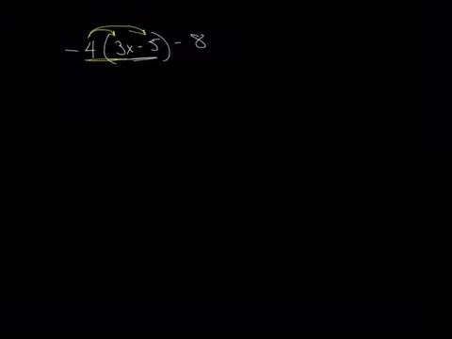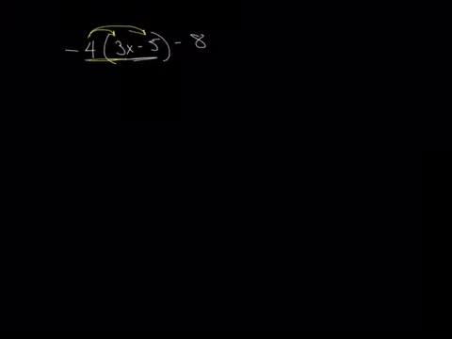So negative 4 times 3x. What's negative 4 times 3? Negative times a positive is a negative. 4 times 3 is 12. And again, we tag the variable on the end because we can't multiply a number and a letter. Now we multiply the negative 4 times the negative 5, and we get plus 20. And then that negative 8 just kind of follows along after we take the parentheses off.